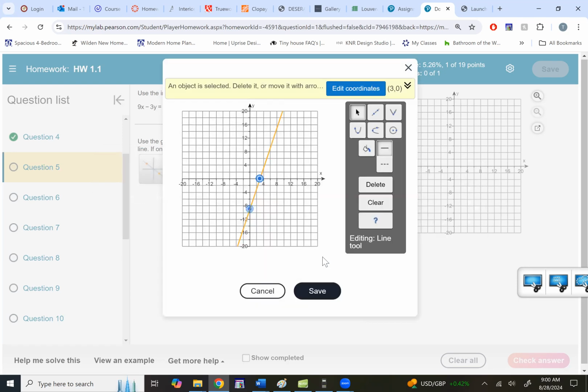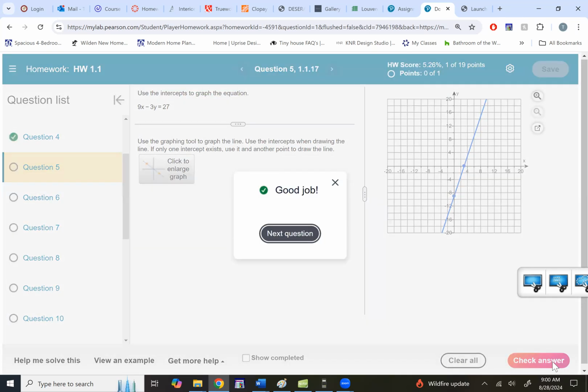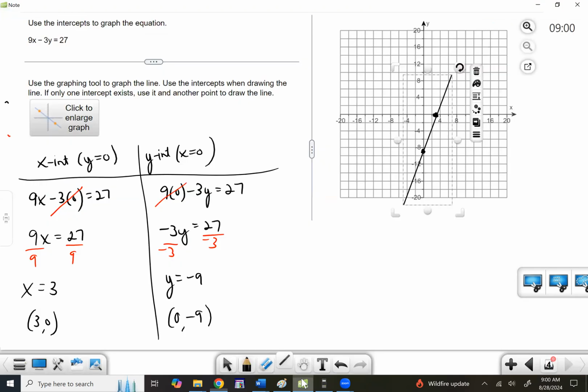That's something you're going to use a lot during the class, and I'll probably show you guys again in another video, but let's see if this is good to go. Looks good. So they're super specific. You had to do it using intercepts on this particular problem. So hopefully this helps you with number 5.